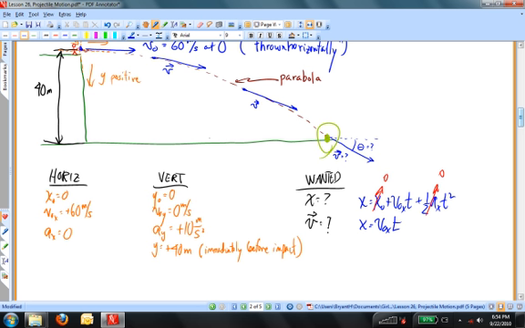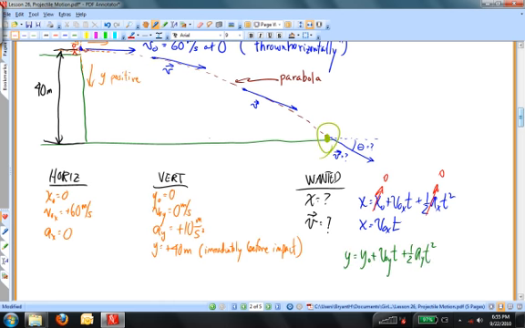I have some information in the y equation. I know where the object starts, at the origin. I know how fast it starts vertically, 0 meters per second. I know what its acceleration is, and I know when it hits the ground that it will be 40 meters away from where it started. I could use the second y equation to figure out the time from that.